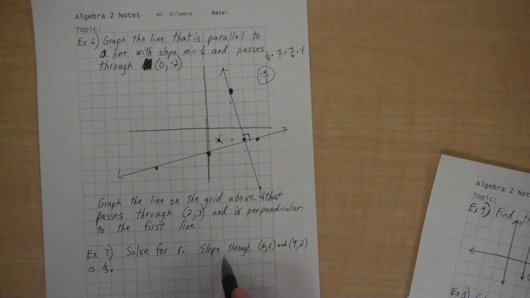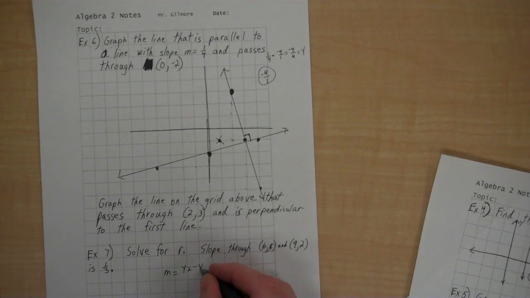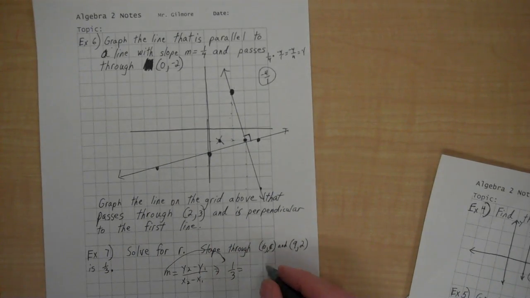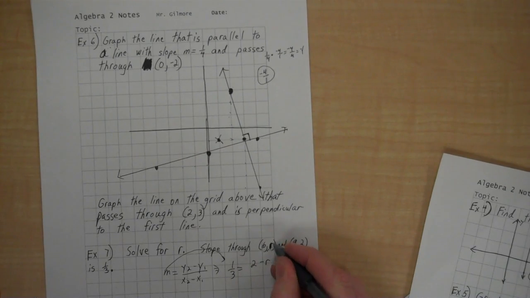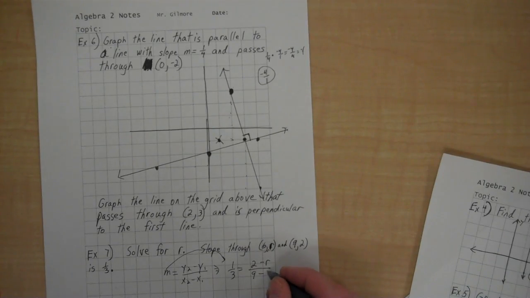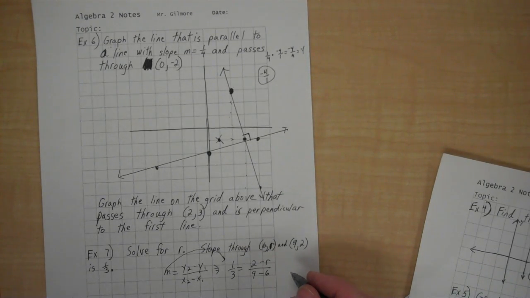Solve for R in this one. The slope through 6, and R is the y-coordinate, and 9, 2 is 1/3. Okay, the slope, remember, was y2 minus y1 over x2 minus x1. Well, if I translate that over here, the slope is 1/3. That's the M. y2, I'm going to use 2. y1, I'm going to use r. That's an r. x2, 9. And 6.